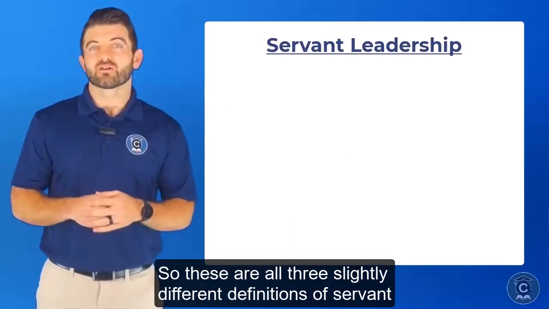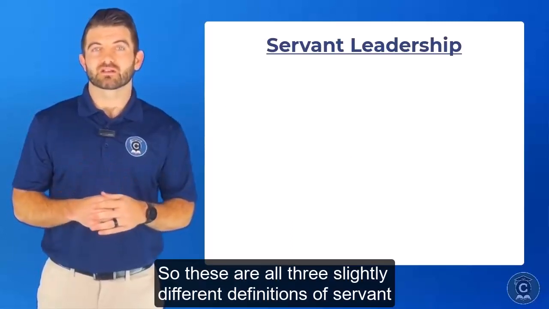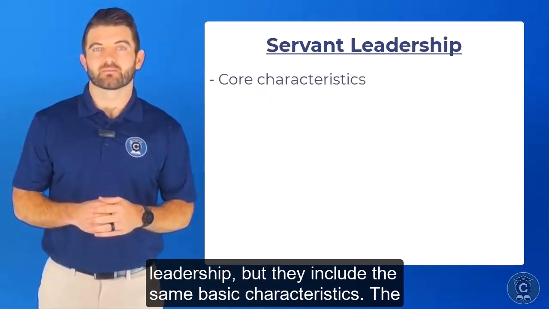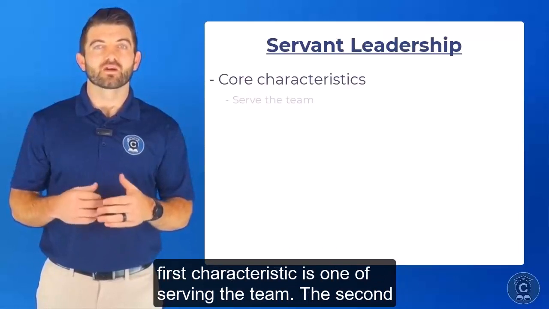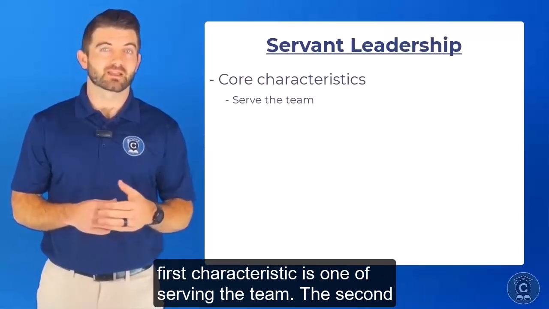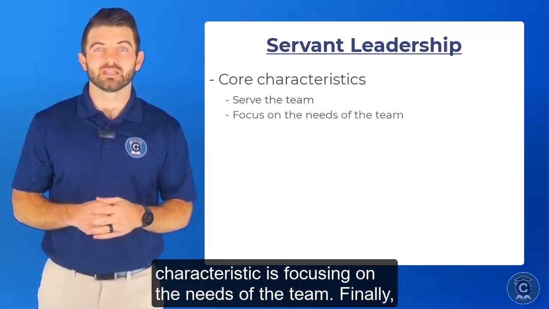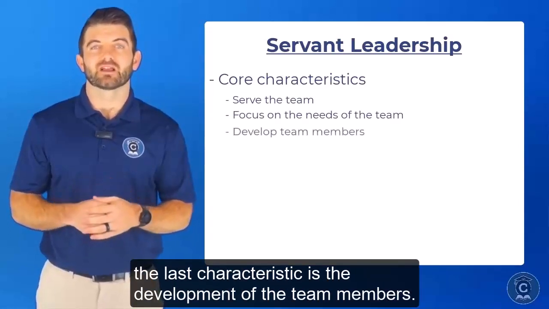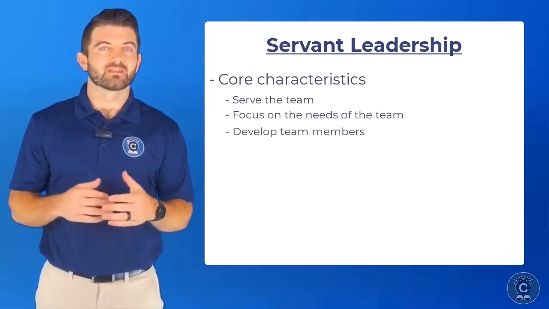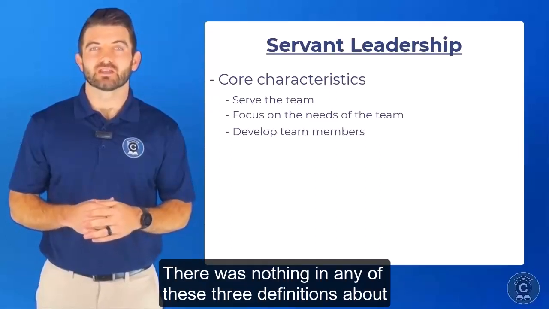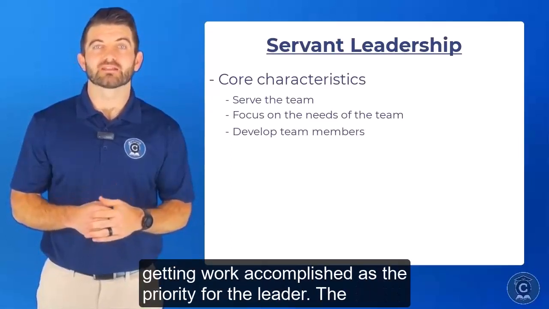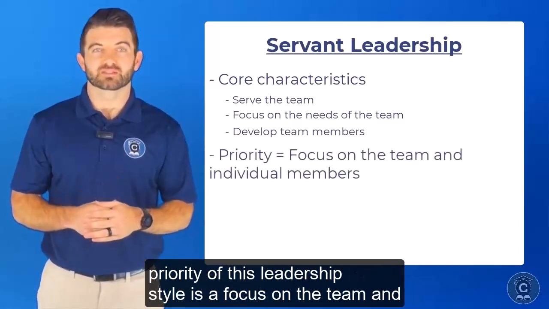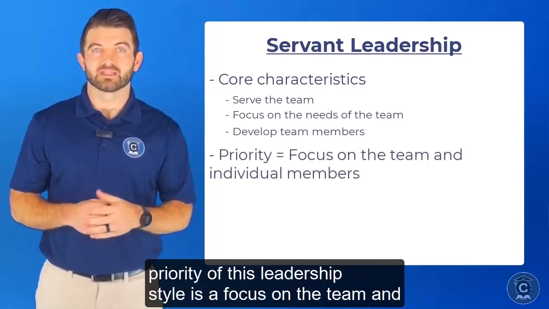So these are all three slightly different definitions of servant leadership, but they include the same basic characteristics. The first characteristic is one of serving the team. The second characteristic is focusing on the needs of the team. Finally, the last characteristic is the development of the team members. There is nothing in any of these three definitions about getting work accomplished as the priority for the leader. The priority of this leadership style is a focus on the team and team members.